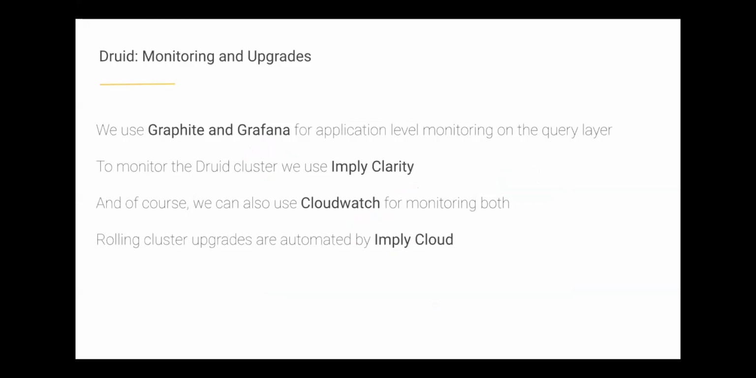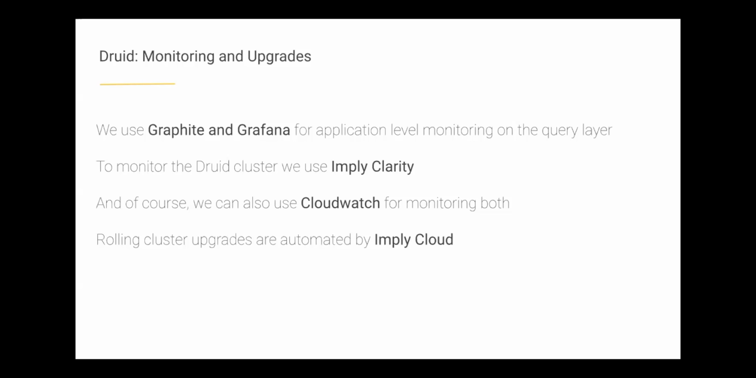The next topic would be the monitoring of our cluster, because of course, when things go wrong, you need to know if your customers have a bad experience or there is some issue on the technical side of things. We use Graphite and Grafana for monitoring of our query layer, which is the first thing we look at. If the query layer is stable, there are no errors coming, and the request times are stable, then we can assume that Druid is performing well.